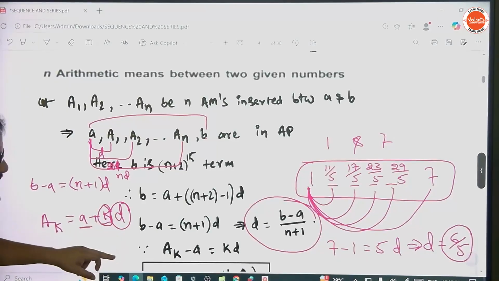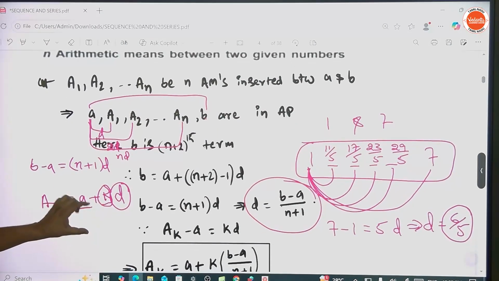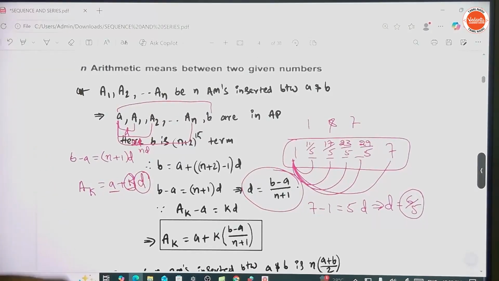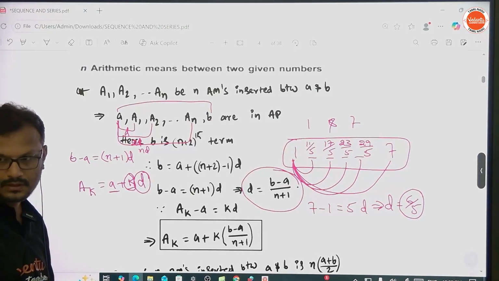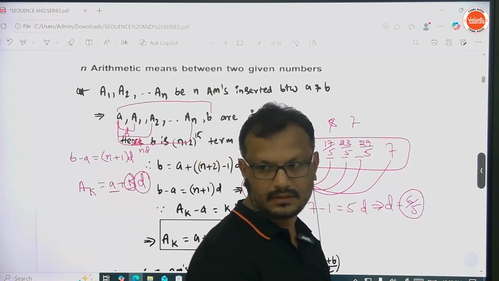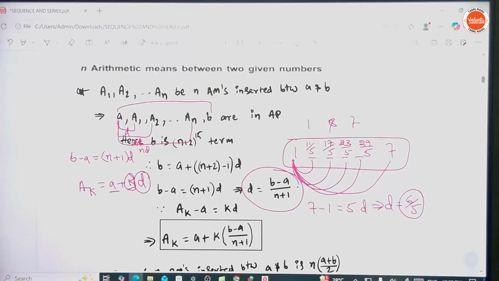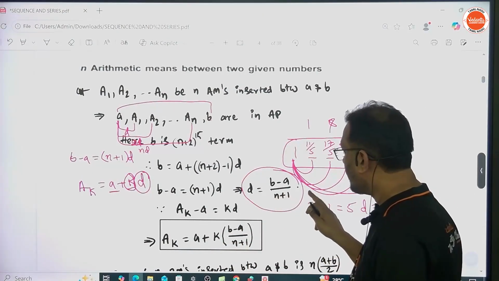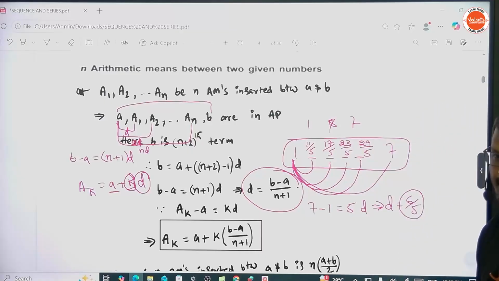Is it clear? So therefore, finally, if we have A and B, two numbers, and between those two numbers you are going to insert n numbers, and out of those n numbers you want to find a particular term from the beginning, you will use this formula: A plus k into D, where the D value is B minus A by n plus 1. Fine.